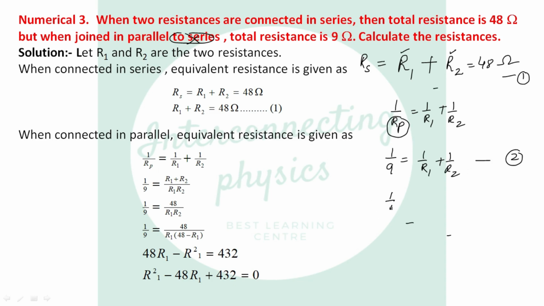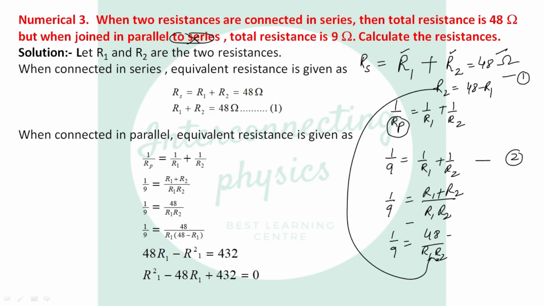Now take LCM: R1 R2 over R1 plus R2. And what is R1 plus R2 according to equation number 1? It is 48 ohm. So 1 over 9 is equal to 48 divided by R1 R2. Now we are going to use a trick, and that trick is very simple. What you have to do is calculate R2 from equation number 1, that is 48 minus R1. Okay, substitute this value here. So the result will be 1 over 9 equal to 48 divided by R1 multiplied by 48 minus R1.